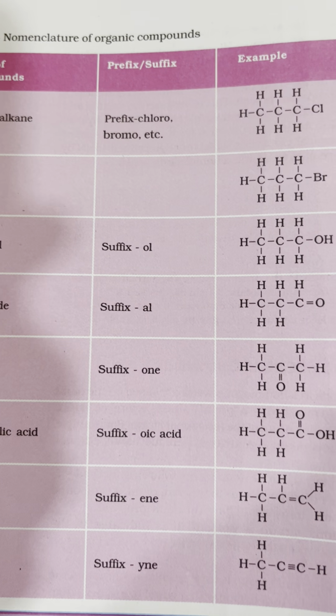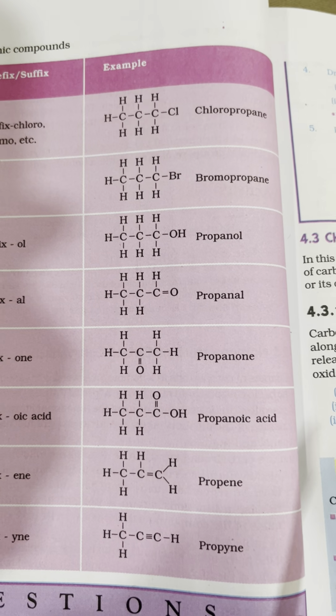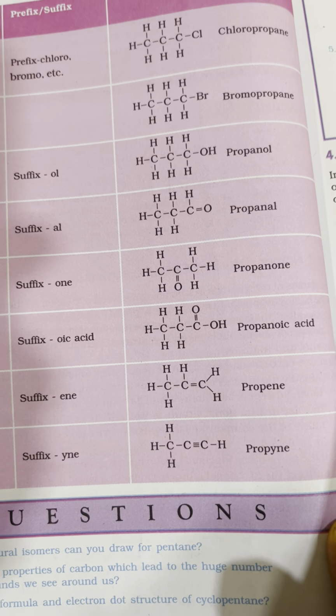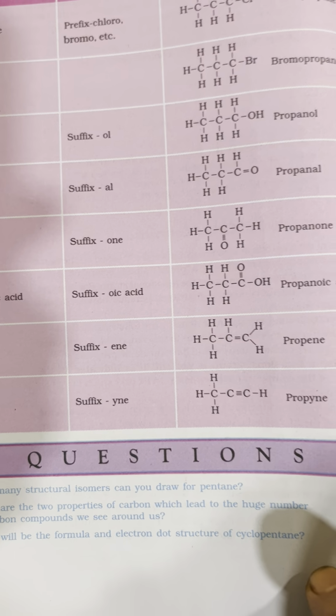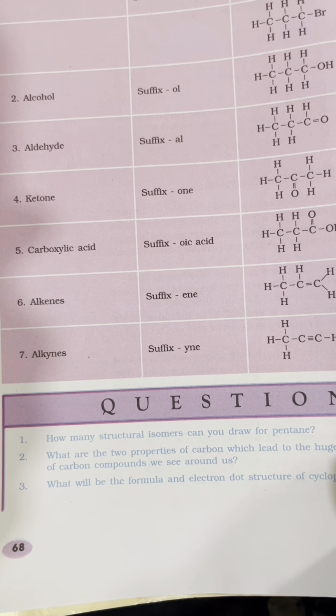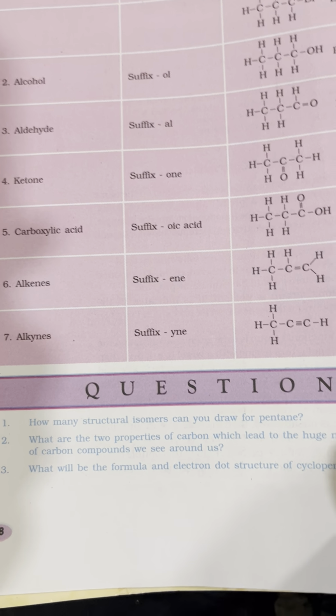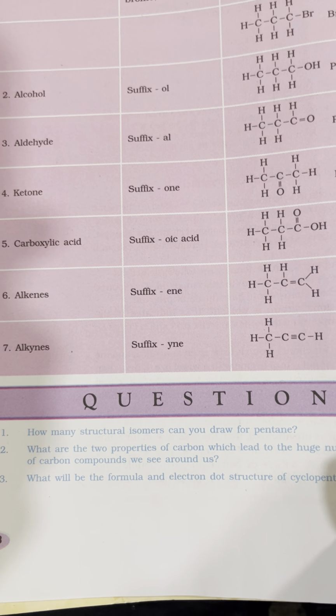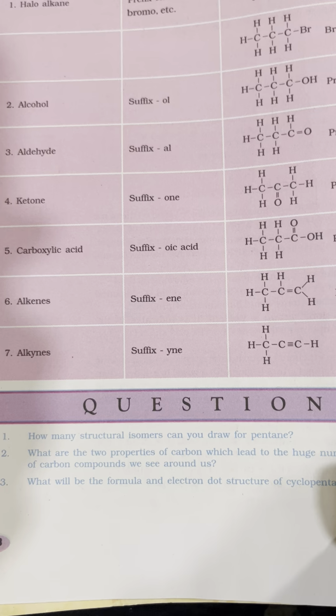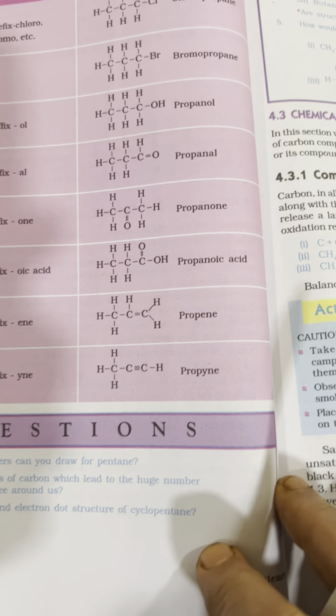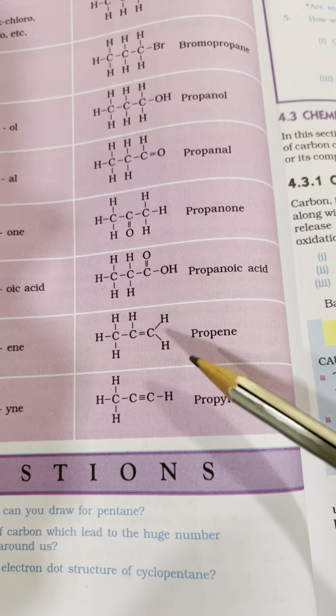Haloalkane, prefix chloro, bromo, and see the structure, chloropropane, then bromopropane. Alcohol, suffix OL, propanol. Aldehyde, ketone, carboxylic acid, alkenes, ENE, alkynes, YNE. So we get propanoic acid accordingly.